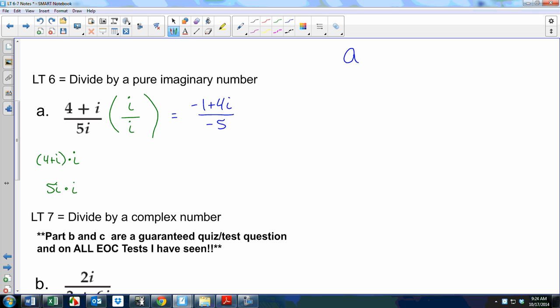Now let's put it in the right form, a plus bi. So break this fraction apart into two different numbers, the real part and the imaginary part. The real part is negative 1 divided by negative 5, which is positive 1/5. The real part, a, is 1/5. The imaginary part is positive 4 divided by negative 5. So it will be negative 4/5 i.